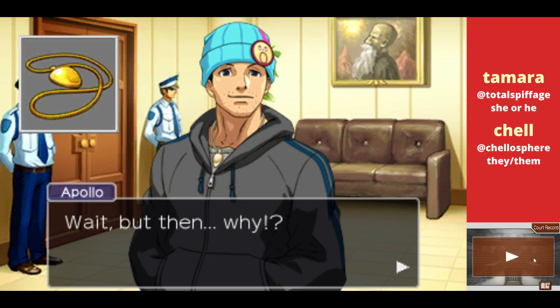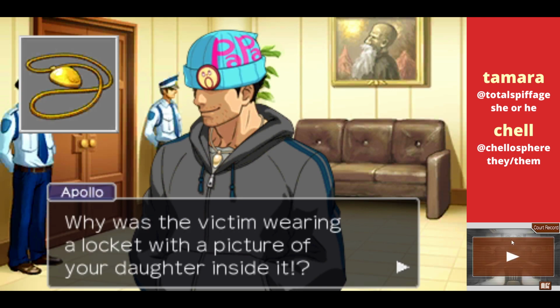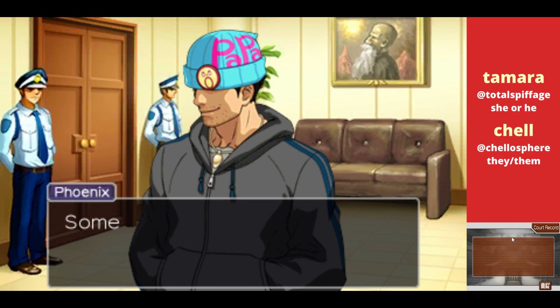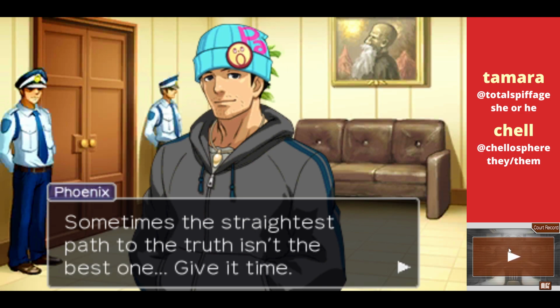Wait, but then why? Why was the victim wearing a locket with a picture of your daughter inside it? Sometimes the straightest path to the truth isn't the best one. Give it time. No. Phoenix, no. Oh.